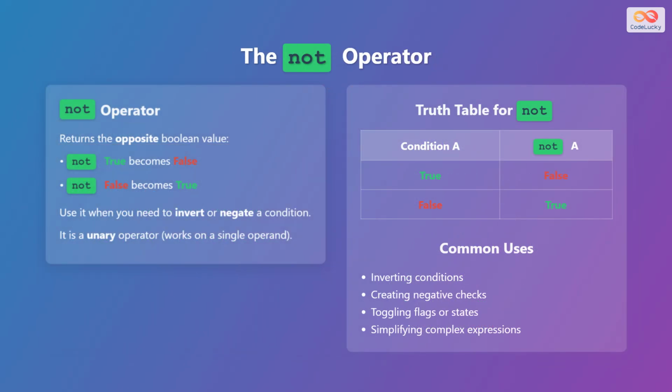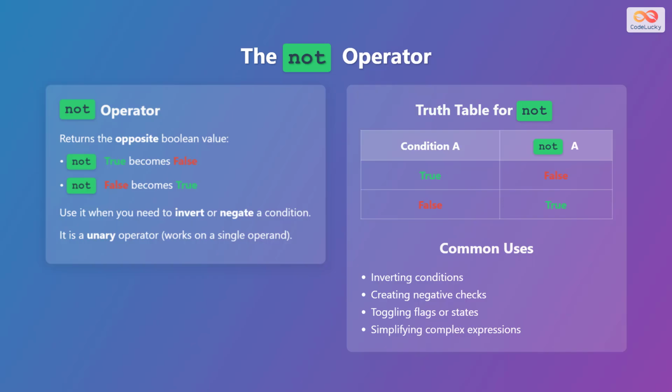Now let's discuss the NOT operator. The NOT operator returns the opposite boolean value of the condition it checks. So, not true becomes false and not false becomes true. This operator is used when you need to invert or negate a condition. It's a unary operator, meaning it only works on a single operand.